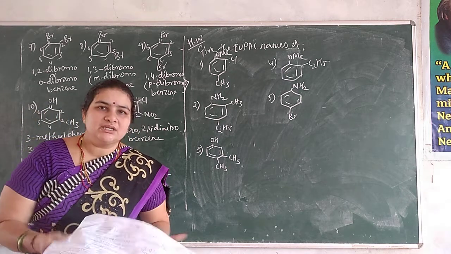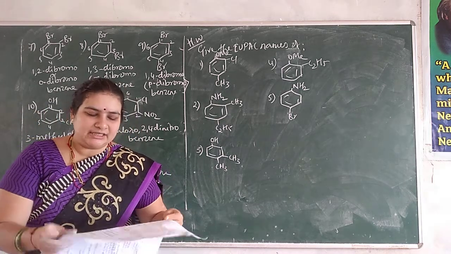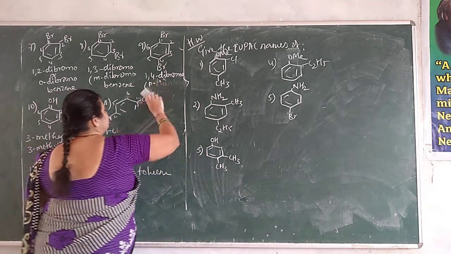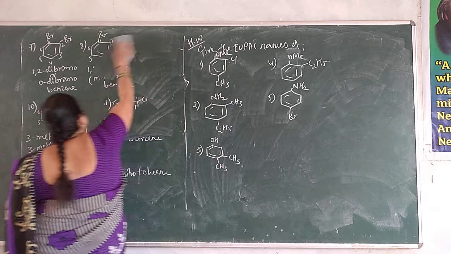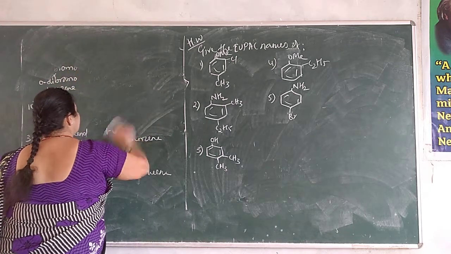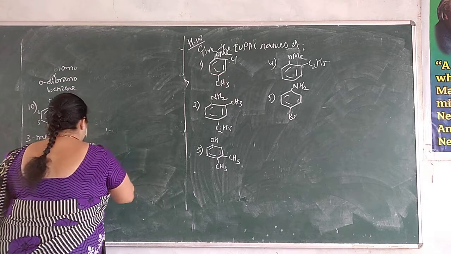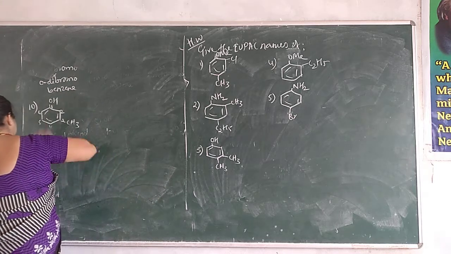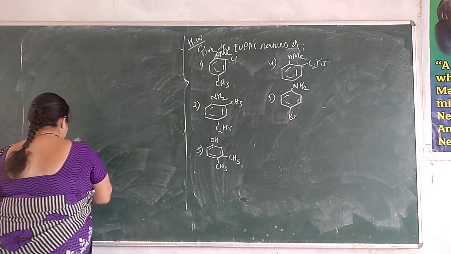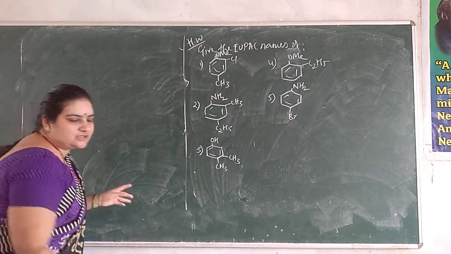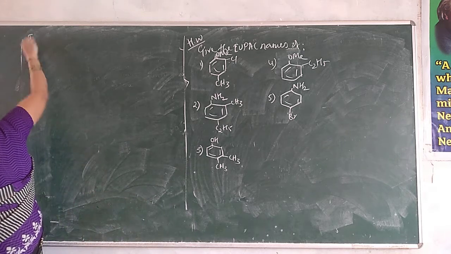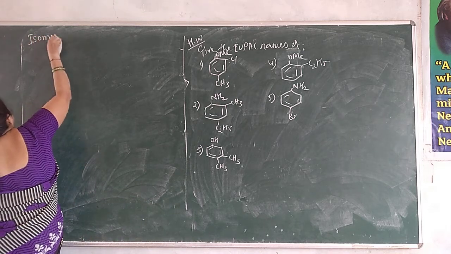Okay, so here your nomenclature is ending. Next time starting another concept, that is isomerism. This is also another important part in the organic chemistry topic. Okay. So this topic is 12 hours duration, and every part of this topic is very much important from the exam point of view. So isomerism.